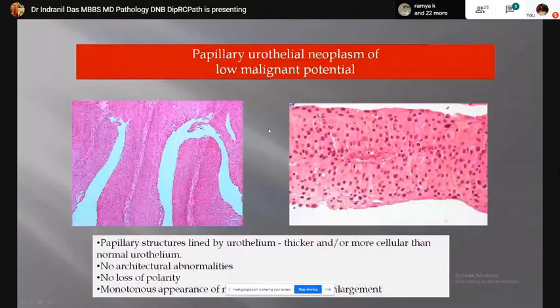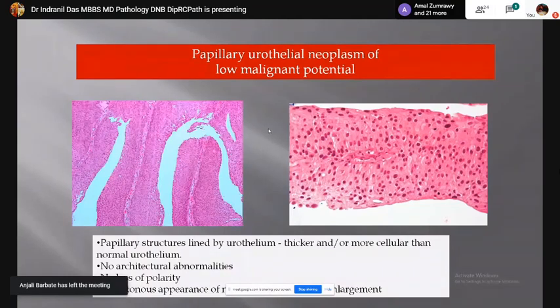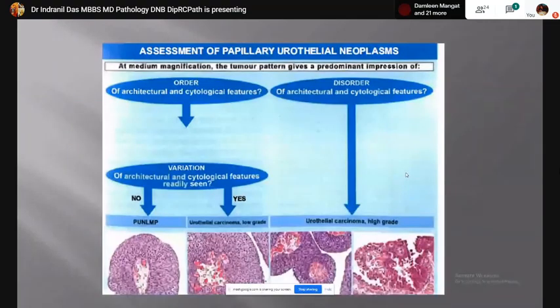Now, the papillary urothelial neoplasm of low malignant potential. Here, the papillary structures are lined by urothelium that is thicker than the normal urothelium, but architectural abnormalities are absent. For example, the polarity is preserved and the cells are almost monomorphic with little variation in the nuclear sizes.